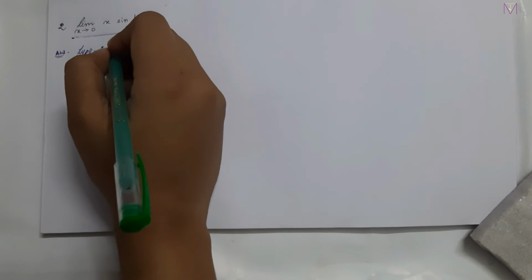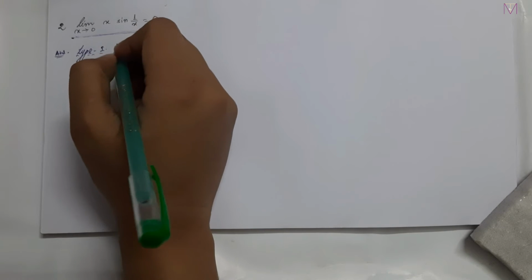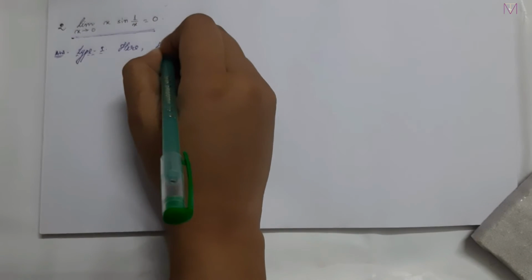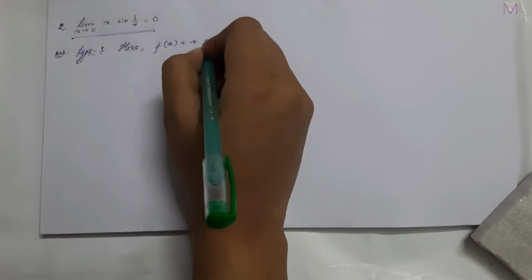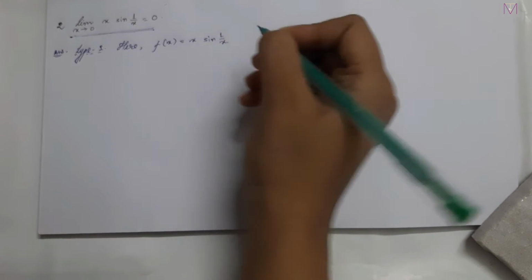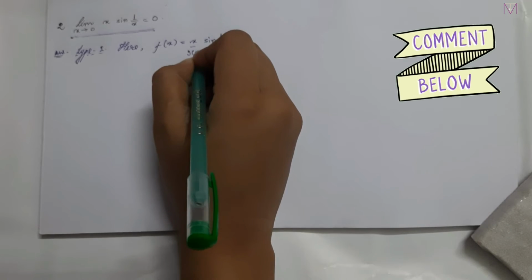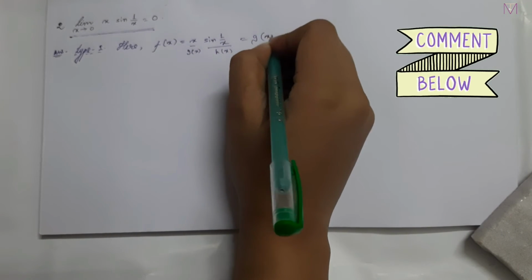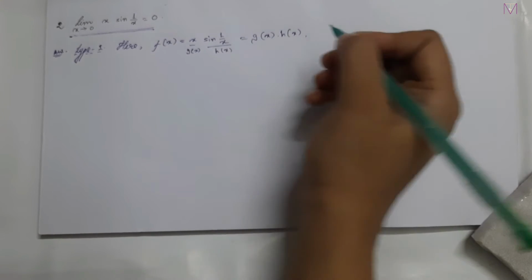Now here f(x) is equal to x sin 1 by x. Let this be g(x) and this be h(x). Okay, then g(x) into h(x).